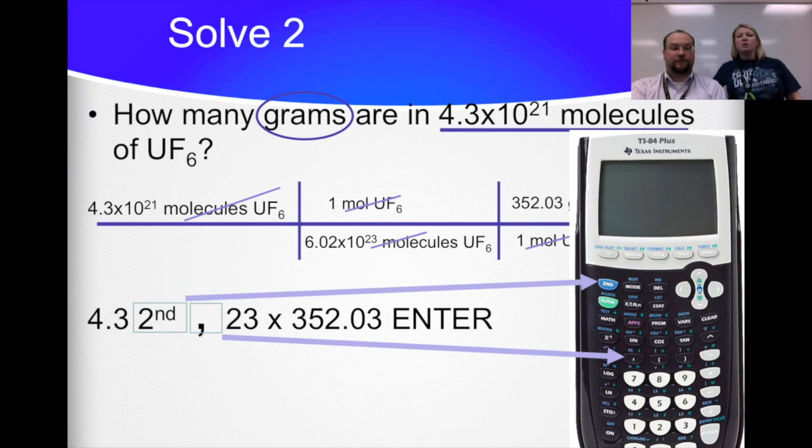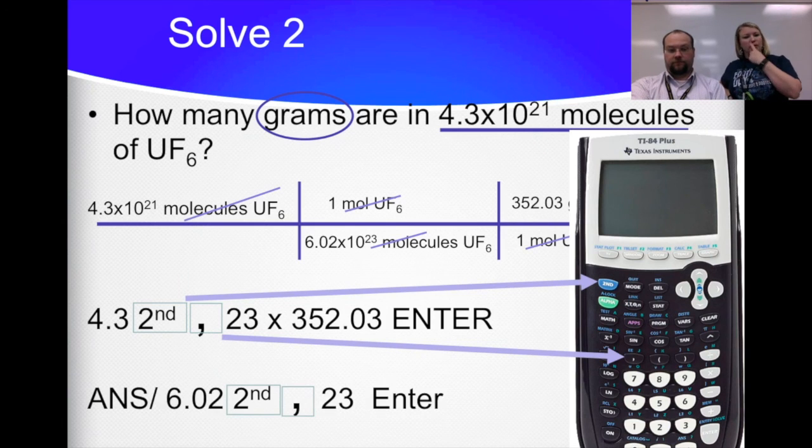So we'll put that in our calculator just the way you see it. You'll hit enter. You'll hit divided by, then you'll do 6.02, second comma 23, enter again, and you get an answer of 2.51 grams of uranium hexafluoride. Very nice.